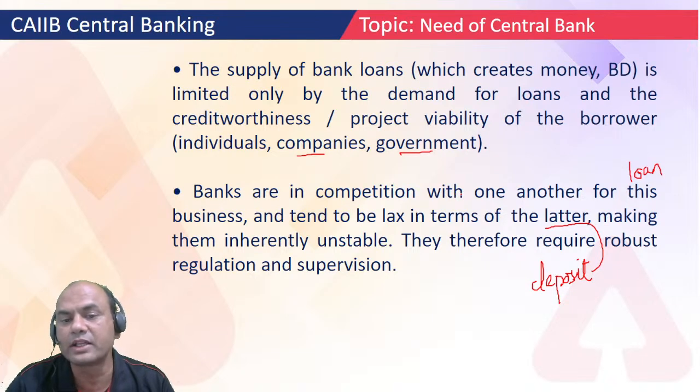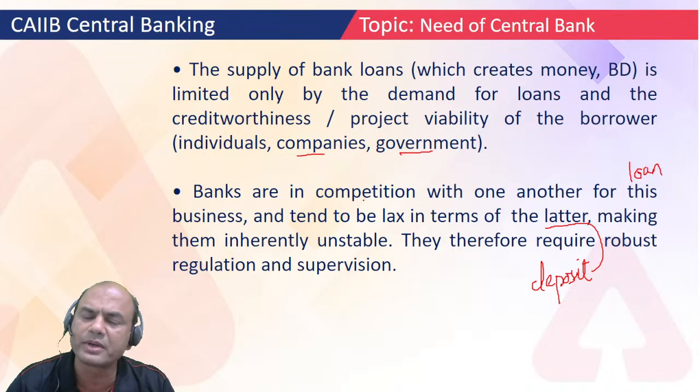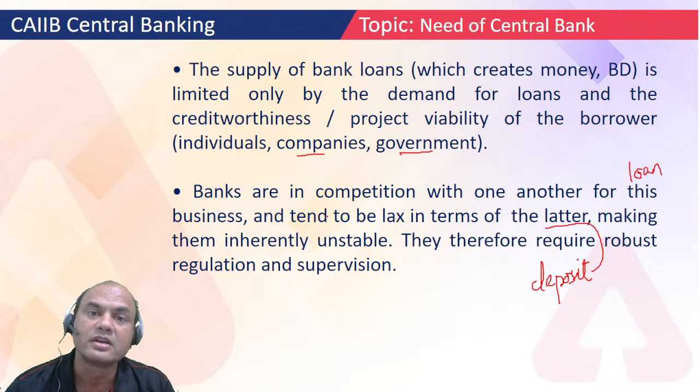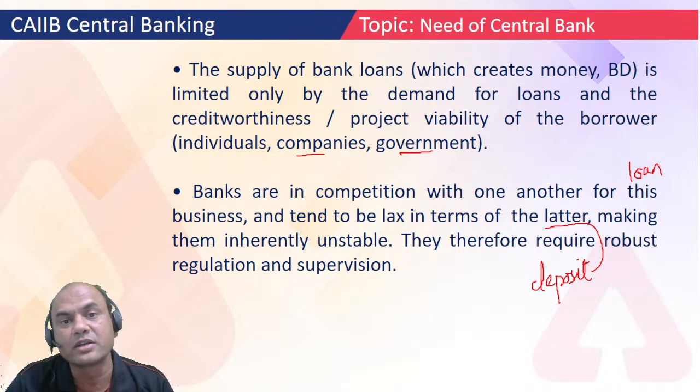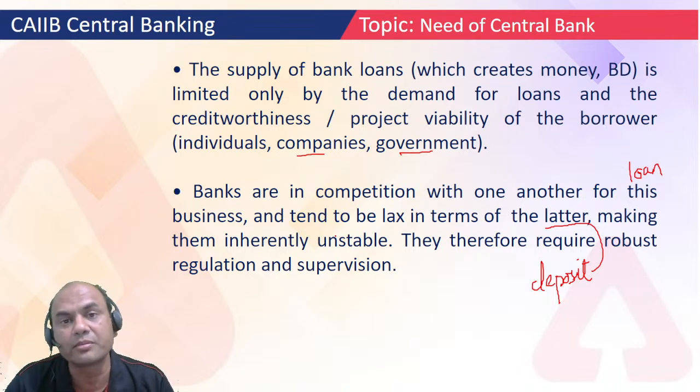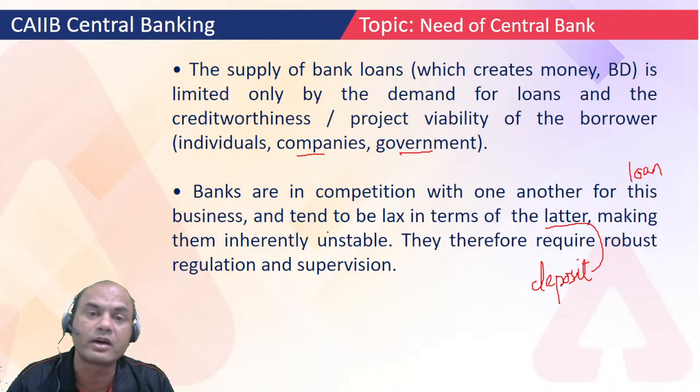Banks are in competition with one another for this business and tend to be lax in terms of the latter, making them inherently unstable. They therefore require robust regulation and supervision. So banks are always in competition, and what happens? If the banks are in huge competition, they can go to any stage, because competition always creates a worse stage also. They can go to any stage to lend, to earn profits, but there should be someone to regulate them, someone to tell them that, see, don't go that far.